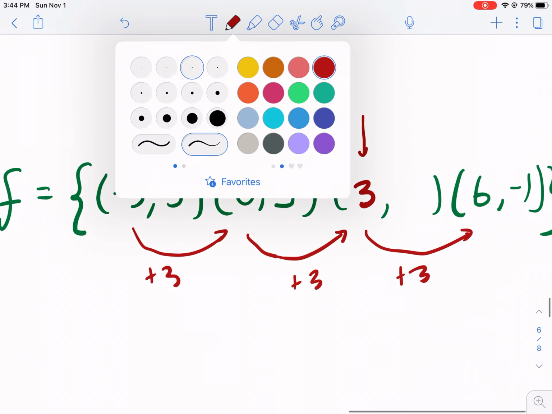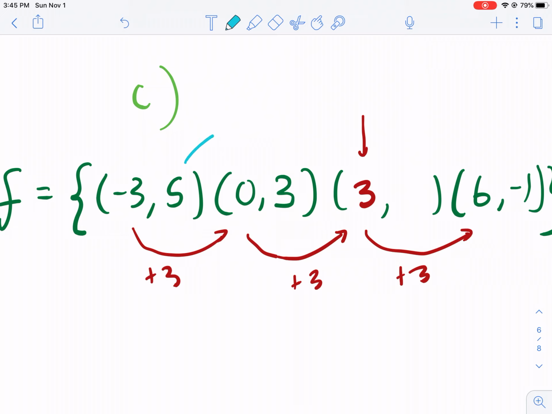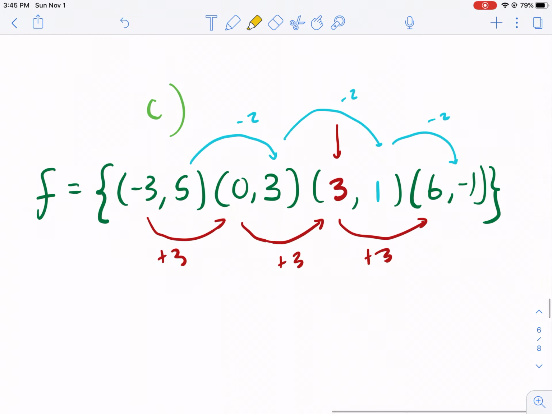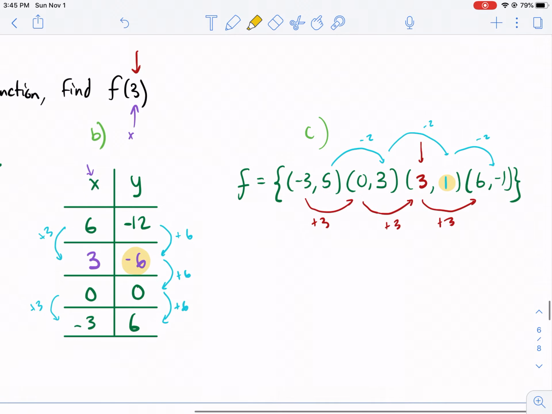So now we have to see what happens with the y's. The y's go from 5 to 3, that's minus 2. Something happens again, it needs to stay the same, and then something happens. It has to stay consistent if it's linear, and we're assuming it is. So this is going to be 1, and then minus 2 should take us to negative 1, and it does. So our value at f of 3 is 1.